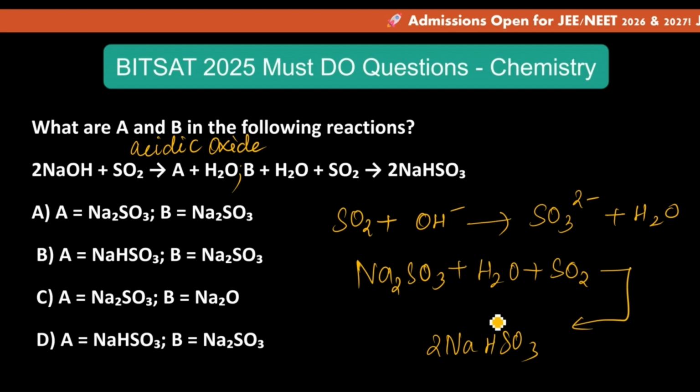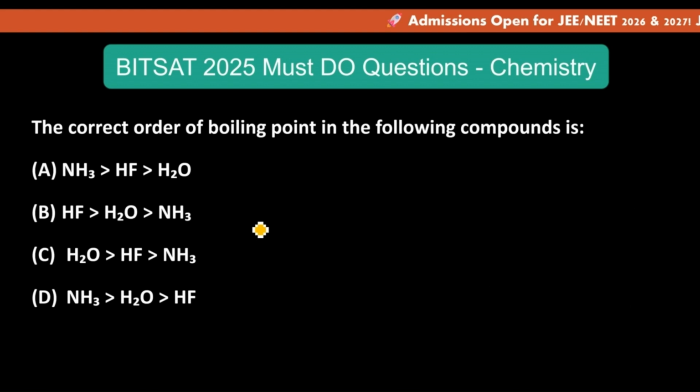By balancing also you can go about this one. So option A needs to be the correct order of boiling point of the following compounds. The correct order of boiling points of the following compounds. So in these compounds HF, NH3 and H2O, there will be hydrogen bonding present, right? So what will hydrogen bonding do? That will increase the boiling point.